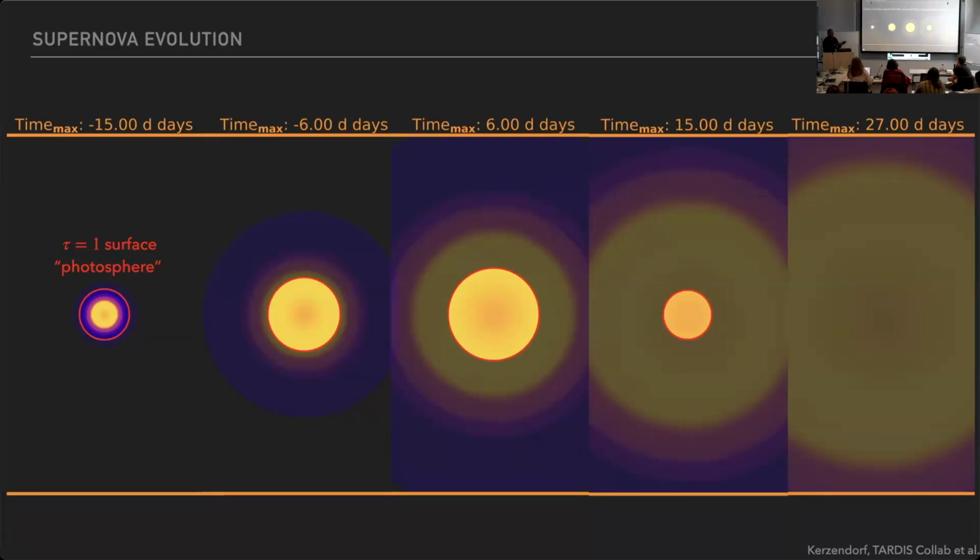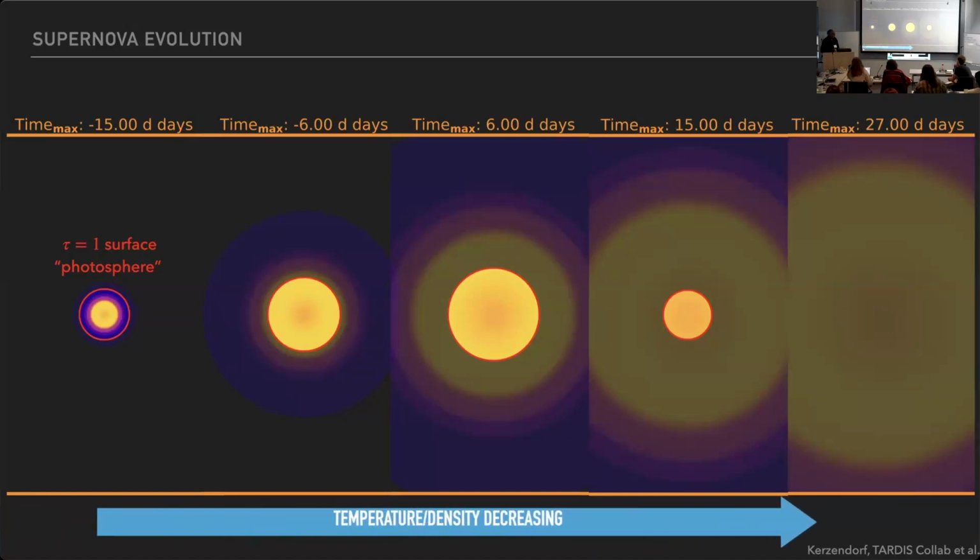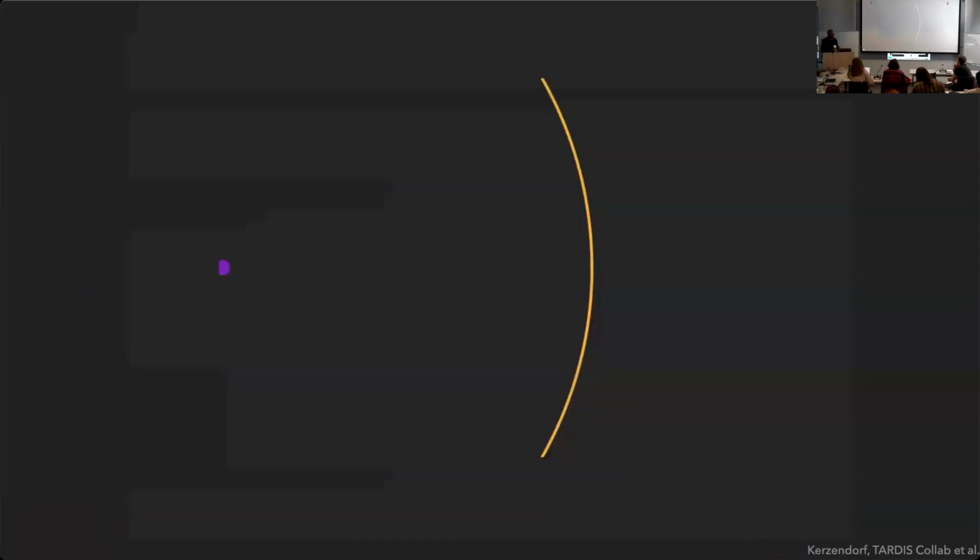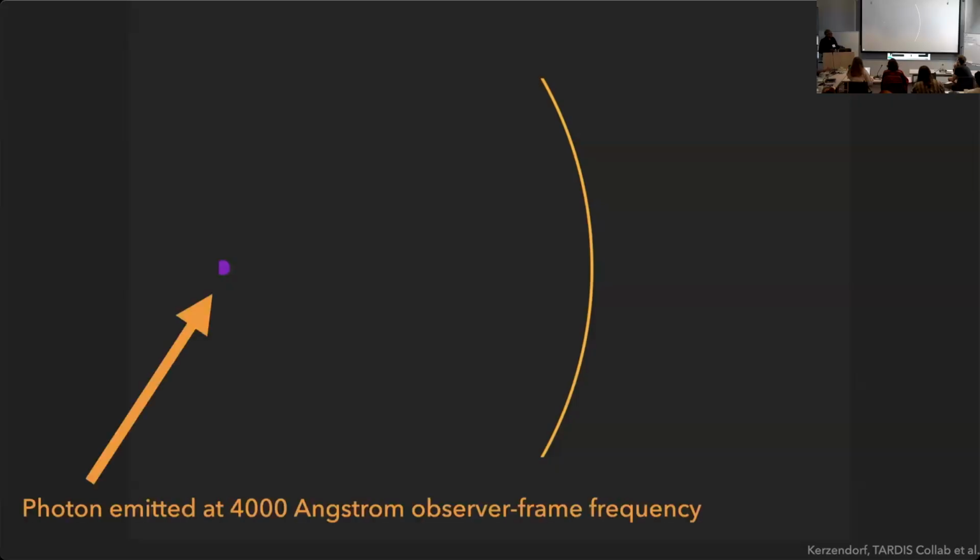Okay, so we have this dynamic aspect to astrophysical transients, and we have the density and temperature in general decreasing with time. Okay, there's another thing. Even if you just want to say, okay, I don't care about the time evolution, I have a spectrum at maximum light, I want to understand that, I want to model that. There's another problem. So there's some photon, let's say it's a UV photon, 4,000 angstrom photon here, being emitted from somewhere deep in, and it's going to come out.